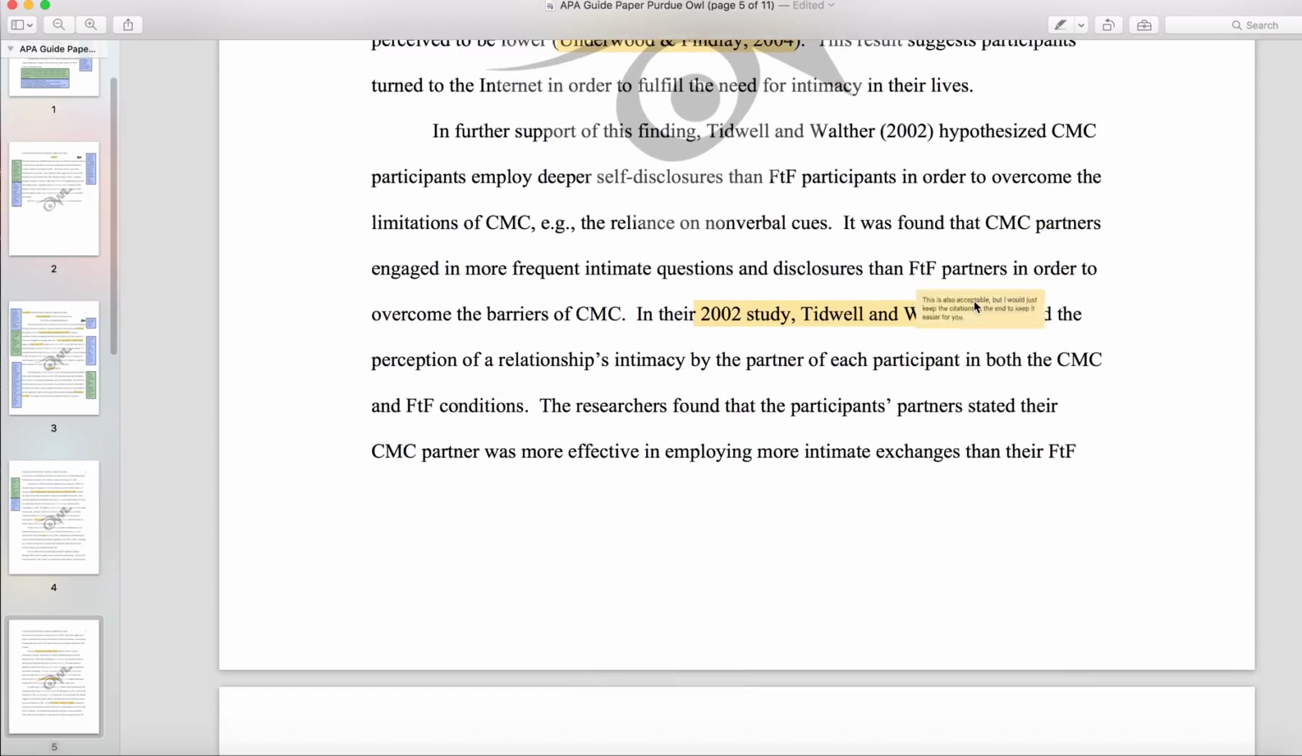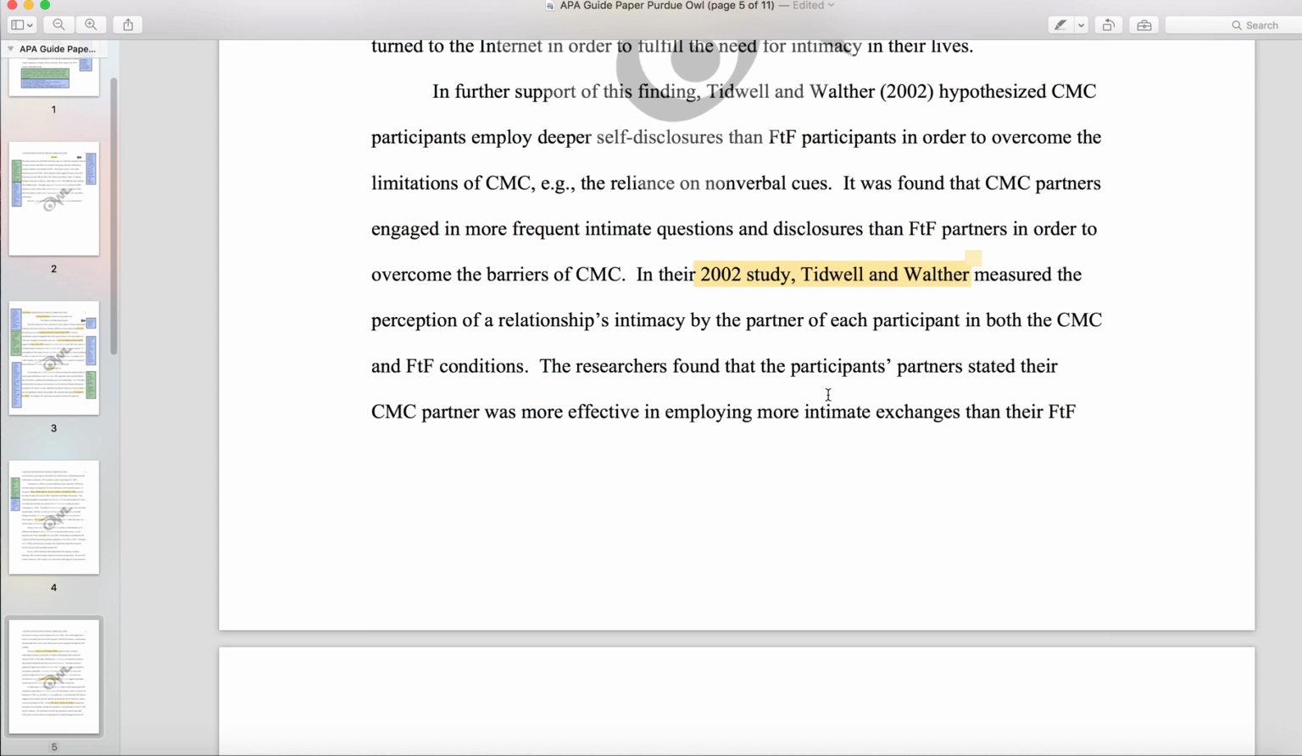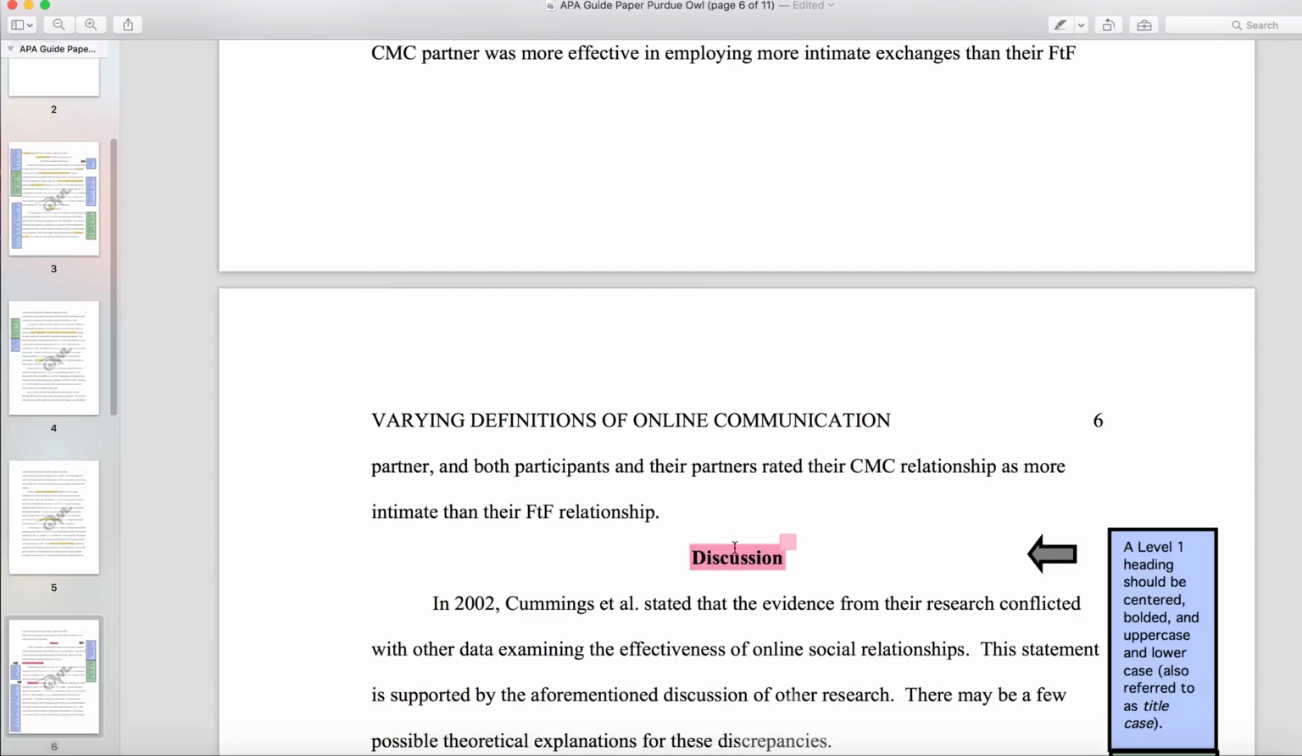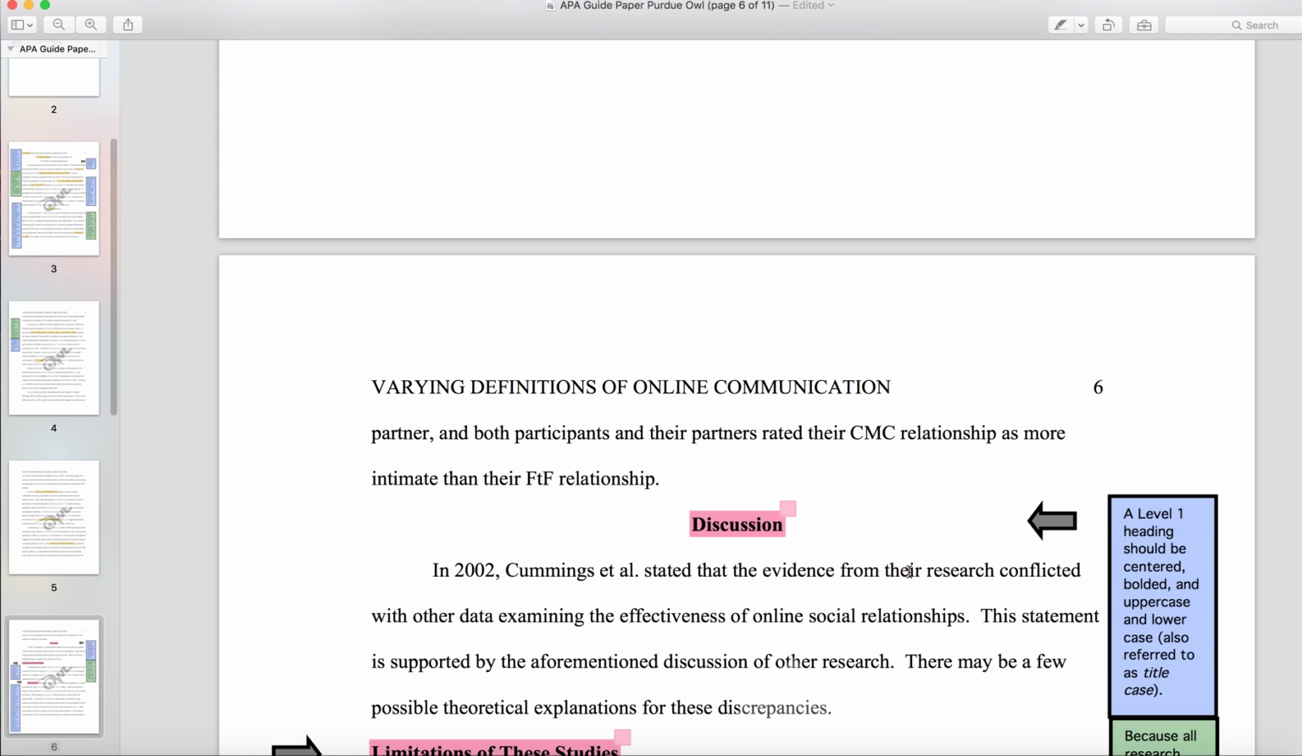Now here's one where they used, again, I'm saying this is also acceptable, but again, I would just keep the citations at the end, keep it consistent. Notice here I've got the discussion in red, pink, whatever, so that you make sure you see it. But again, they're going to be required for your paper. I want a minimum of introduction and conclusion, and then a couple other things to be nice.